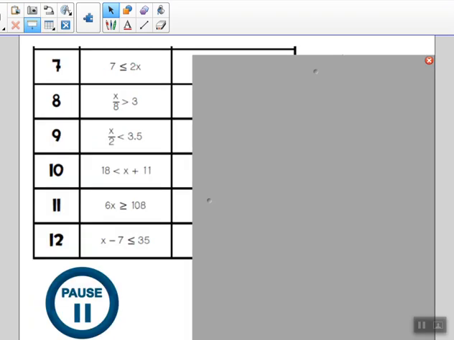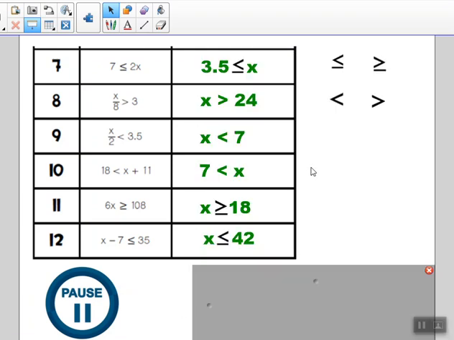I want you to try 7 through 12. You want to go ahead and pause it, give those a good honest effort, and then come back when you are done, please. All right, check your work. Go ahead and pause it if you need to, but you can go ahead and see the solutions right here.